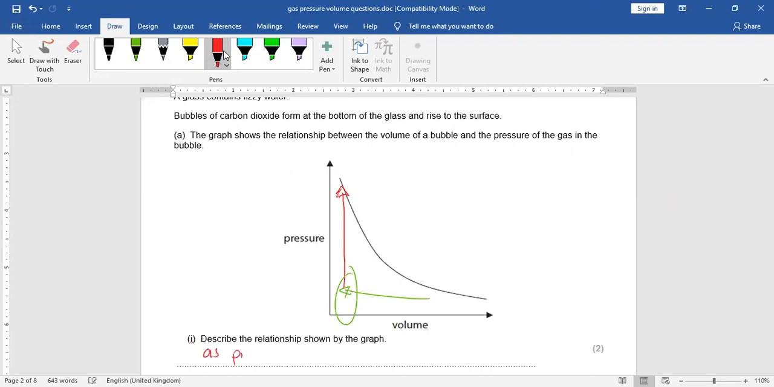As pressure increases, the volume decreases. Or vice versa. As the pressure decreases, the volume is increased.